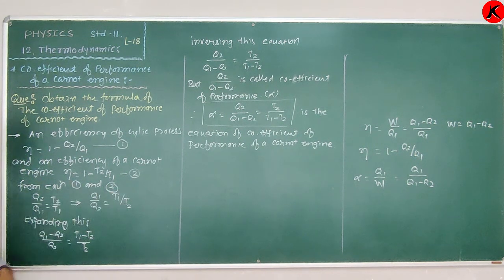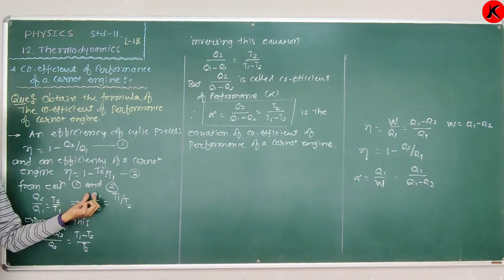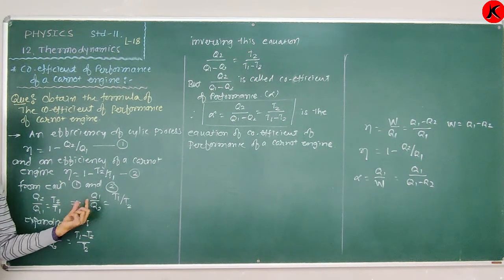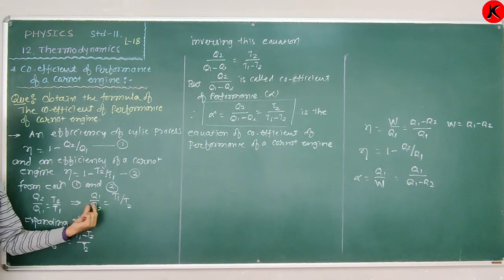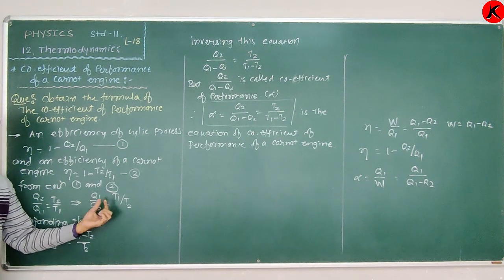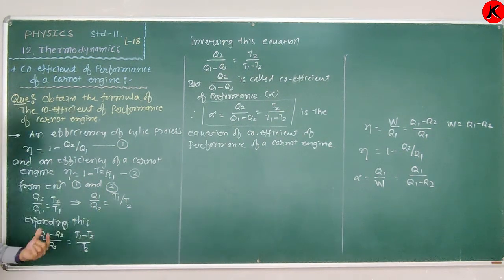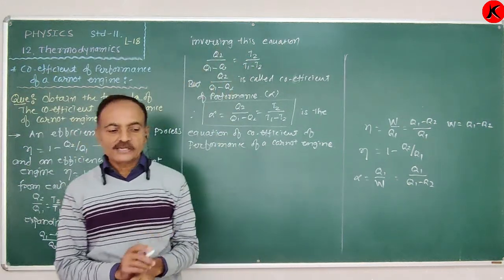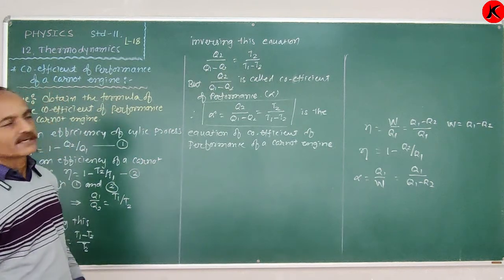Clear this? Okay. Now, expanding this equation, that means we take the difference of the numerator and denominator in the numerator. Our numerator becomes Q1 minus Q2, the denominator as it is, divided by Q2, is equal to, on the right hand side, T1 minus T2 upon T2. Expanding this, we obtain this equation. Now take the reciprocal of this equation. Therefore, Q2 upon Q1 minus Q2 is equal to T2 upon T1 minus T2.